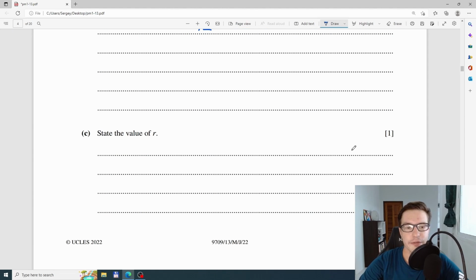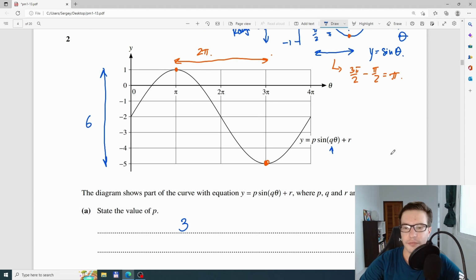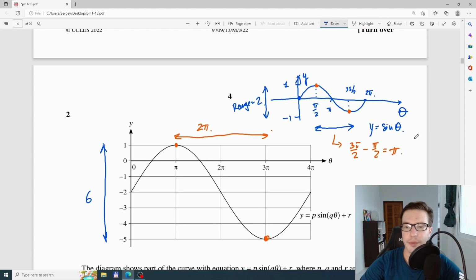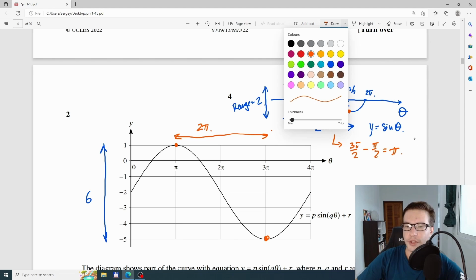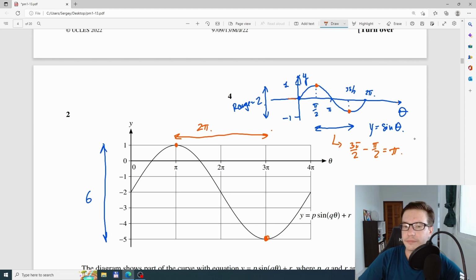Okay, next one, state the value of r. Now, in this formula, r is responsible for the vertical movement. Again, let's compare the graph of sine theta to what we have in our picture. Now, the graph of sine theta is oscillating around the line y equals 0. Let me draw it on a graph.